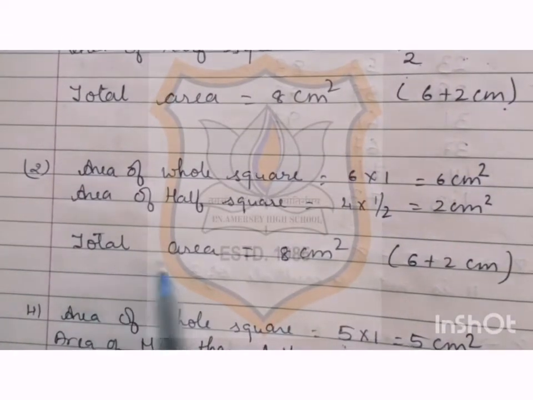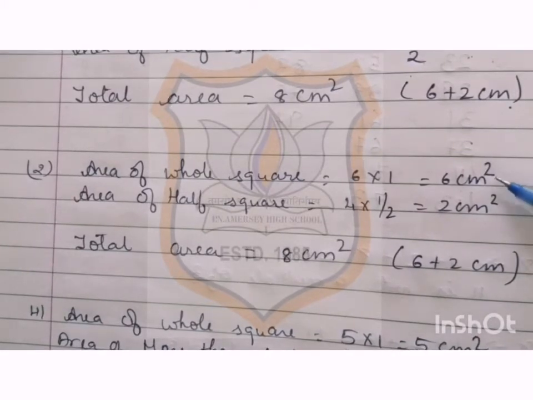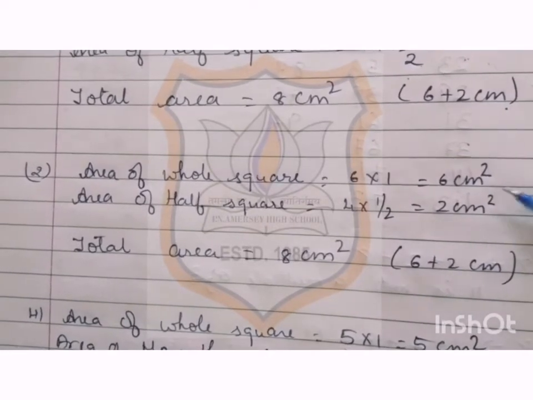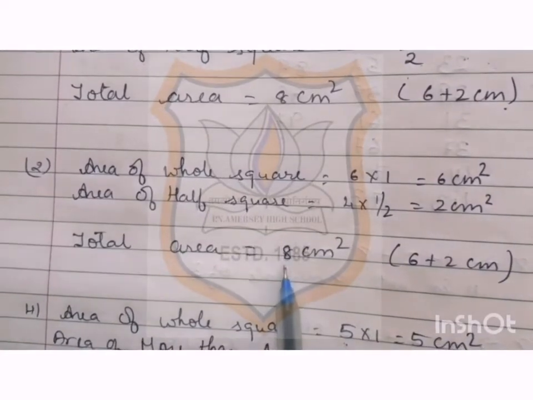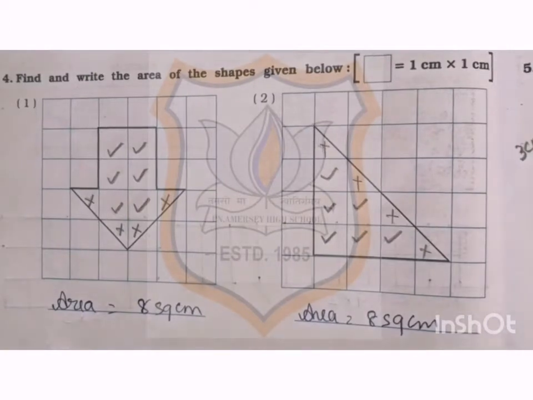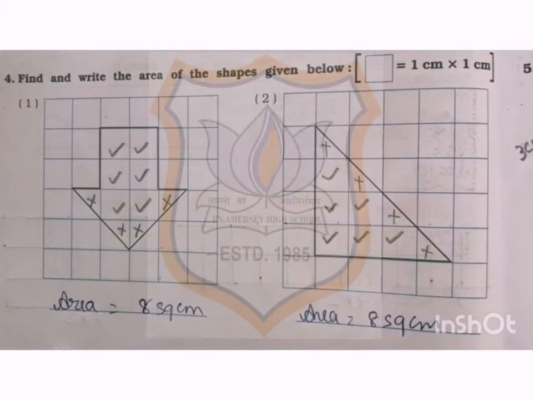Now to find out the total area, we have to add whole squares and half squares. There were 6 whole squares and 2 half squares. By adding 6 and 2, we get 8 centimeter square. So the area of this shape is also 8 square centimeter.